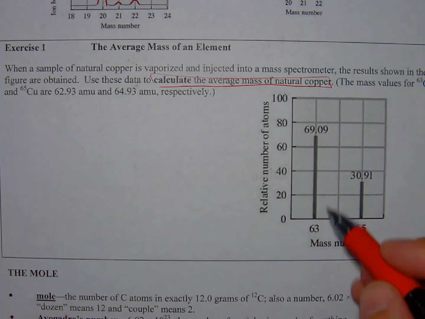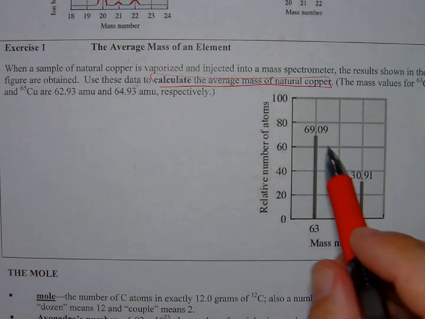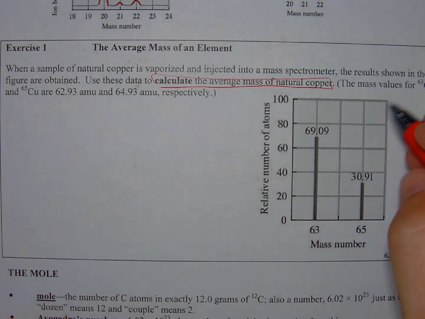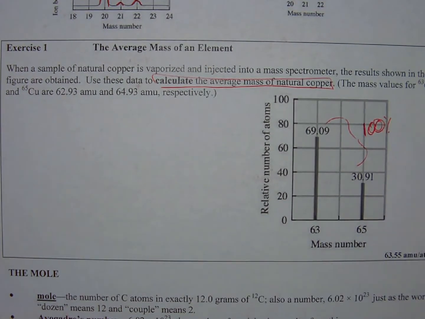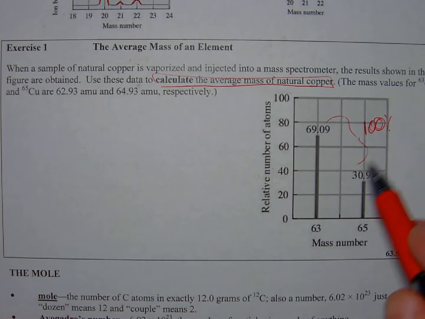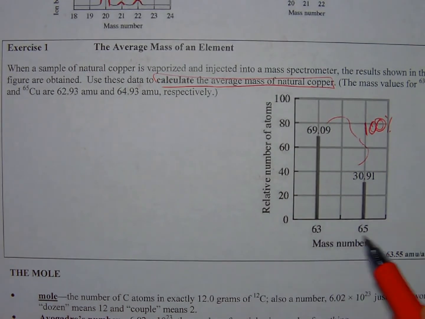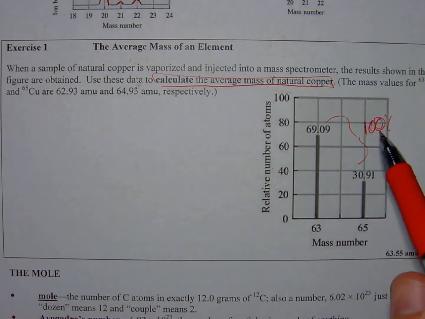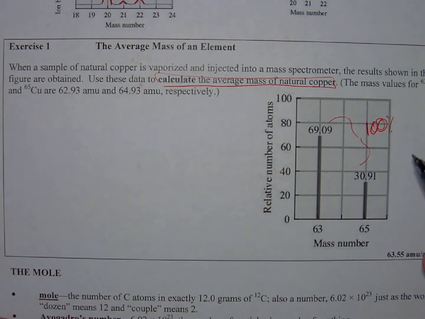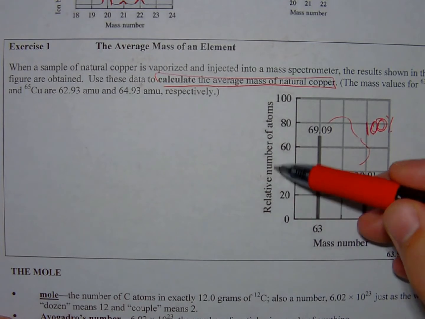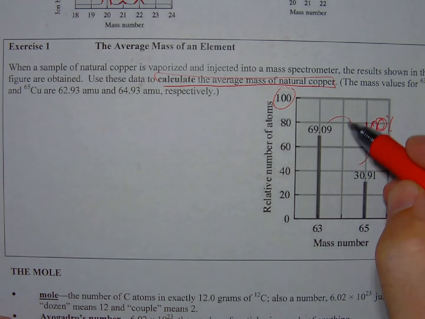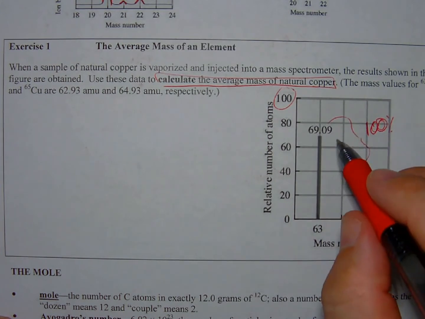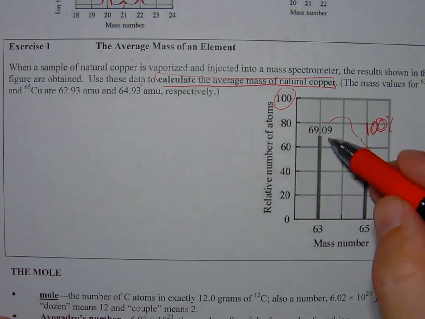That is copper 63. And as I read this, do I know what these add up to? 100%. Okay, these add up to 100%. So what we can tell from this graph is that copper has two isotopes. There's copper 63 and copper 65. Those are the only two isotopes because the percentages of each of them add up to 100%. The other nice thing is when we look at the y-axis, the relative number of atoms is 100. So these become really, really nice.